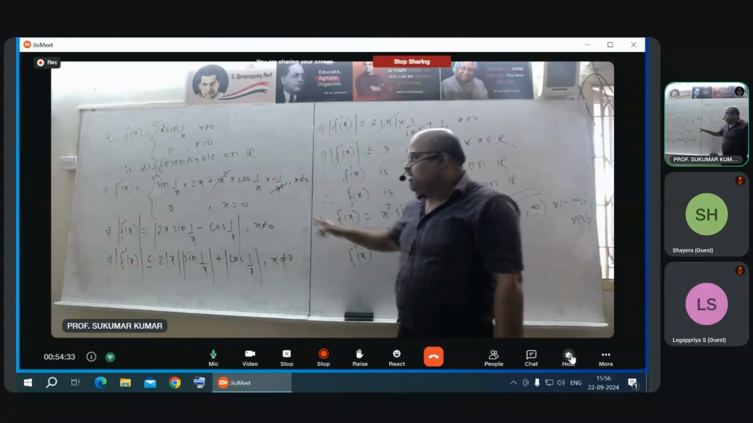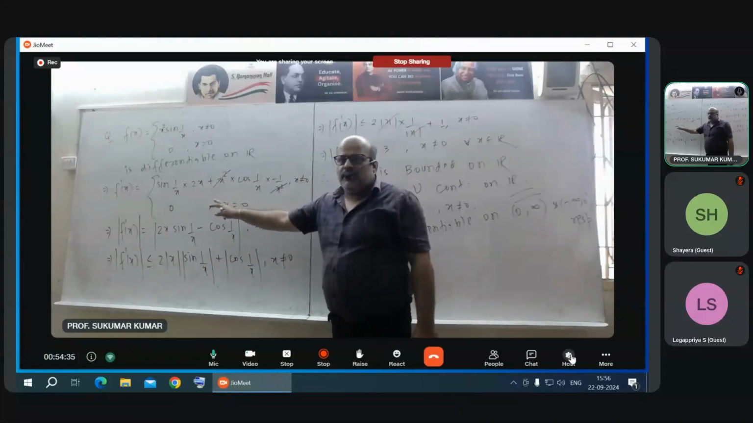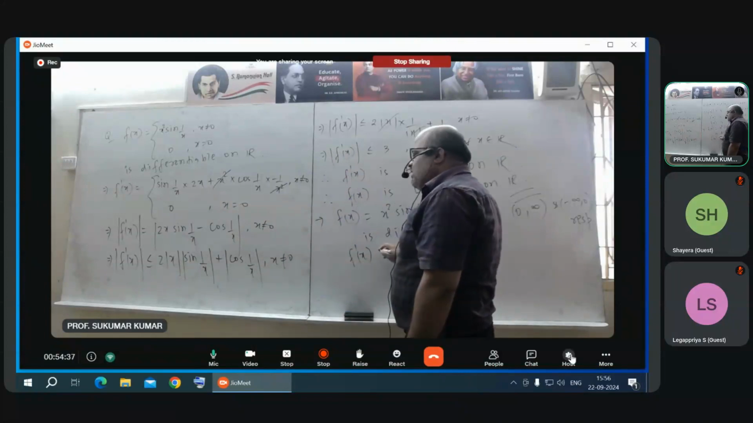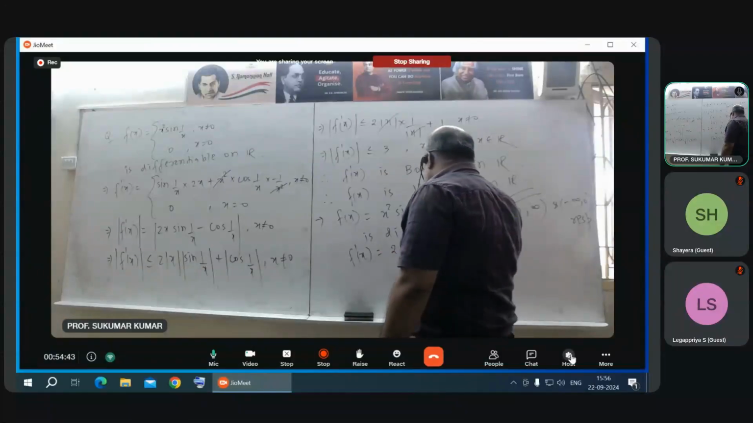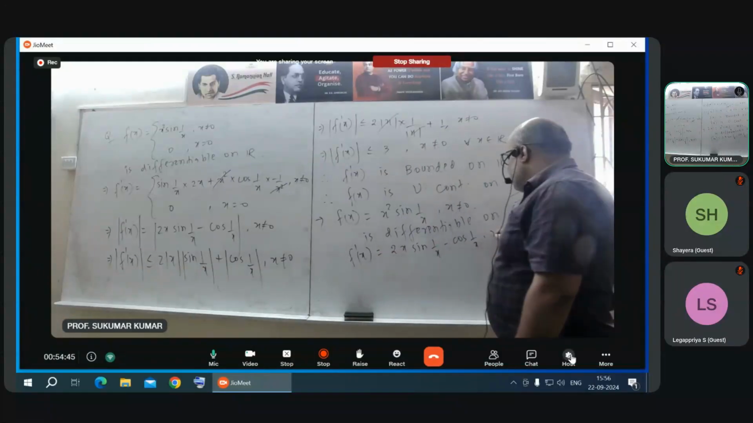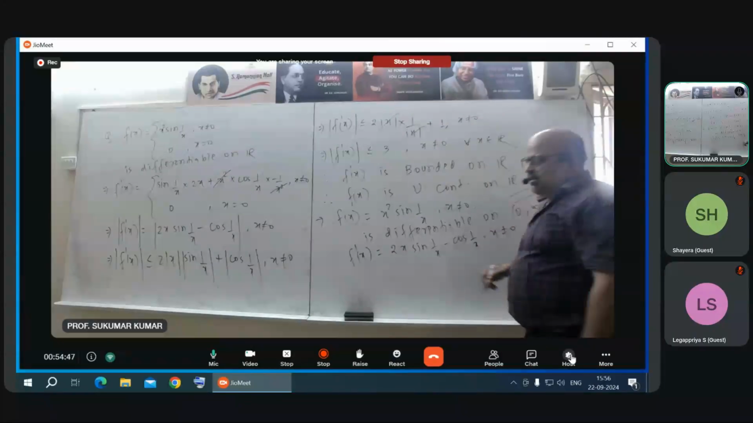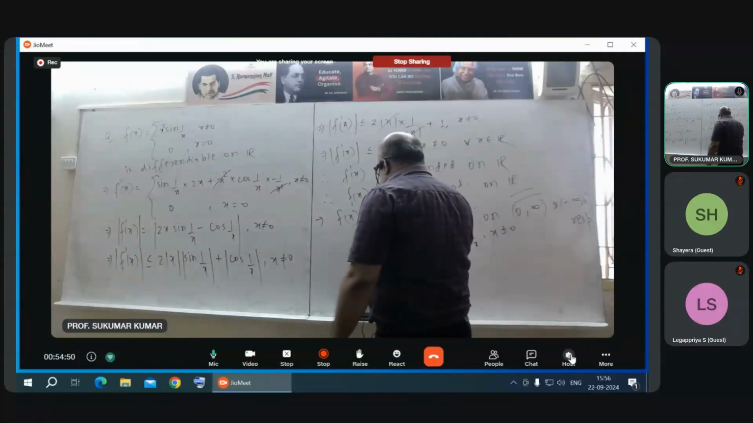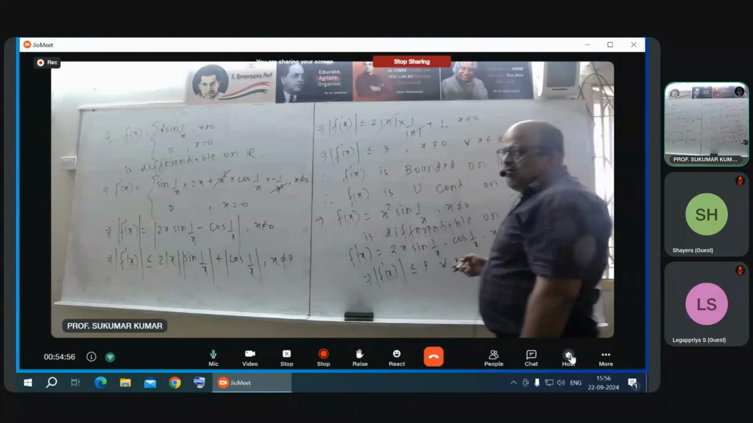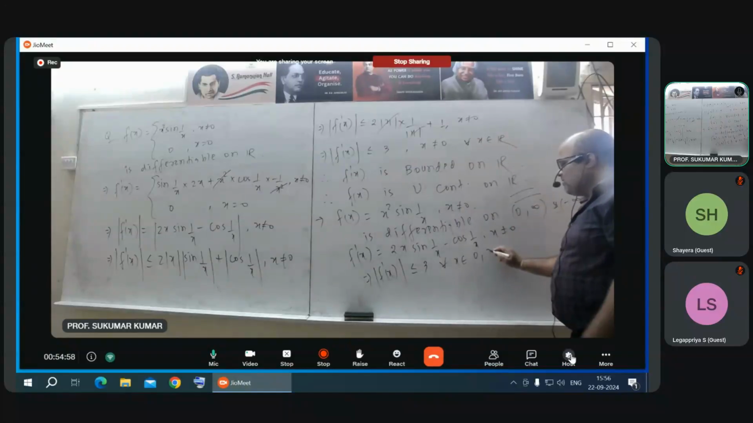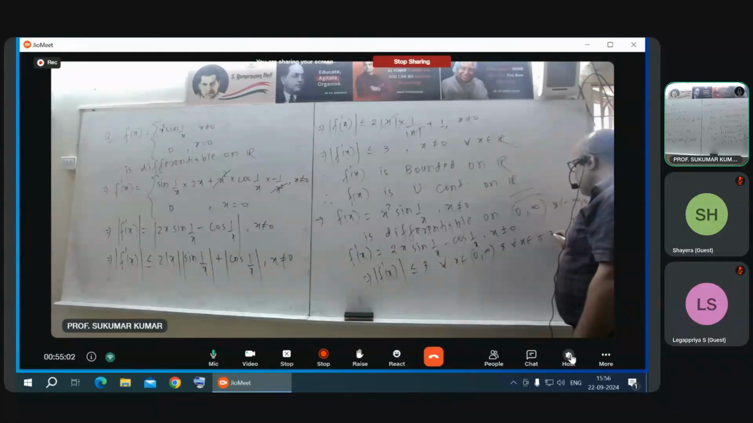When we are doing this, x equal to 0 no need to write. Just think of f dash x directly: 2x sin 1 by x minus cos 1 by x. This is the f dash x. And here also finally f dash x will come less than or equal to 3 after solving the same way, for all x belongs to 0 to infinity, and for all x belongs to minus infinity to 0.